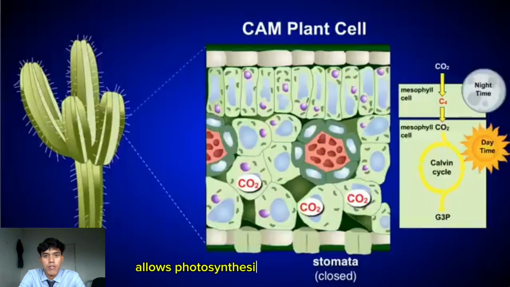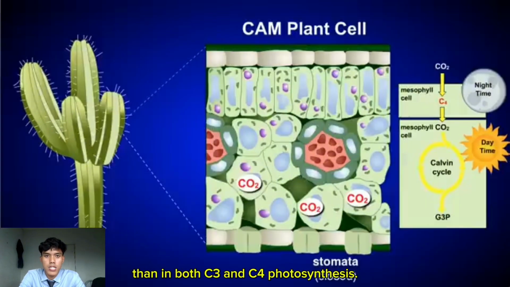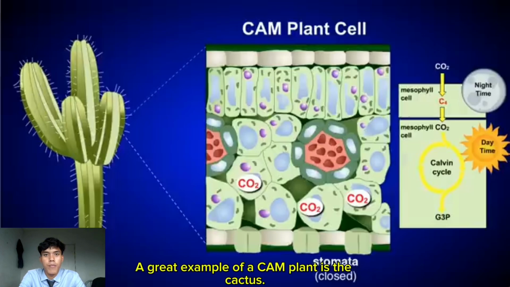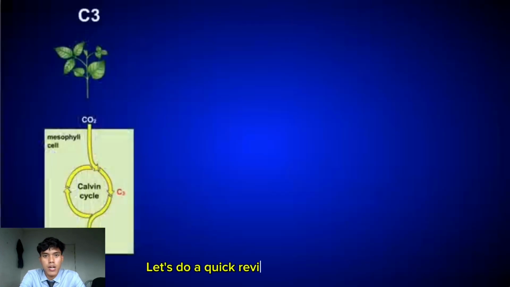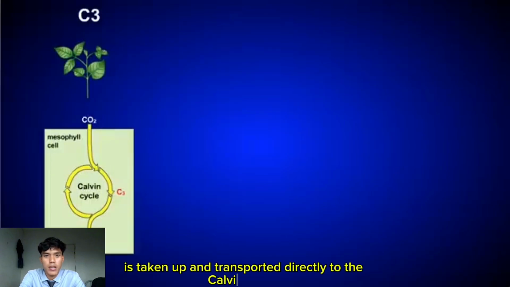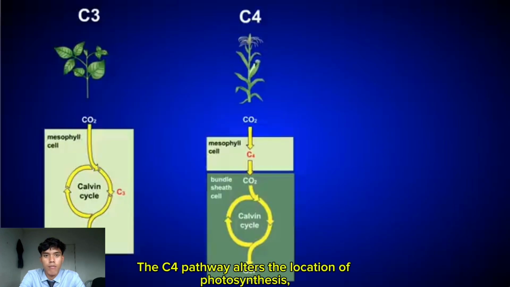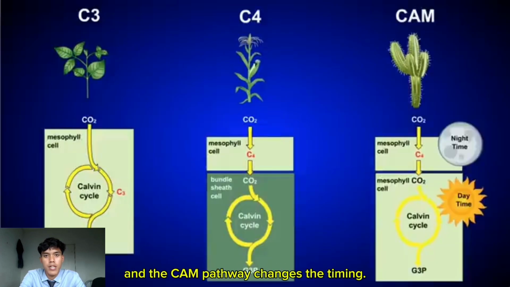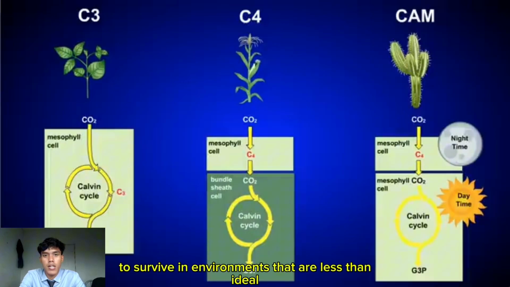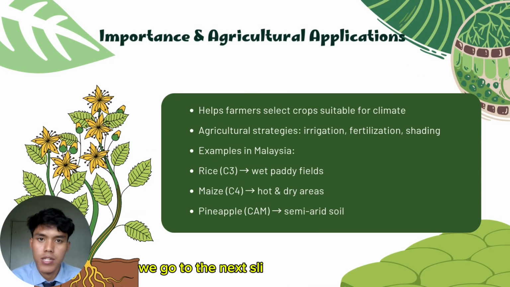This adaptation allows photosynthesis to occur in drier climates than in both C3 and C4 photosynthesis. A great example of CAM plants is the cactus. Let's do a quick review. During C3 photosynthesis, CO2 is taken up and transported directly to the Calvin cycle. The C4 pathway alters the location of photosynthesis, and the CAM pathway changes the timing. Both of these adaptations allow some plants to survive in environments that are less than ideal for typical C3 plants. Okay, we go to the next slide, which is importance and agriculture application.